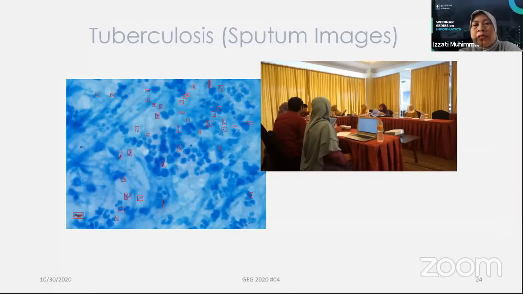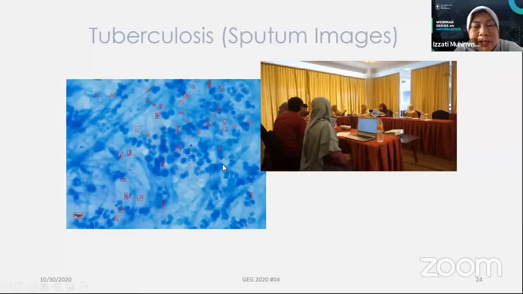The sputum comes from a heavy cough; the patient needs to cough. Then the sputum is given a coloring and put under the microscope. This sputum is colored by the Ziehl-Neelsen stain, and then it looks blue. If there is Mycobacterium tuberculosis, it will have the red color.